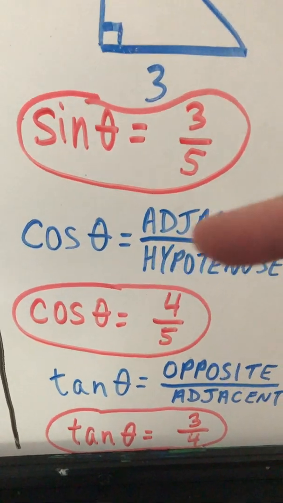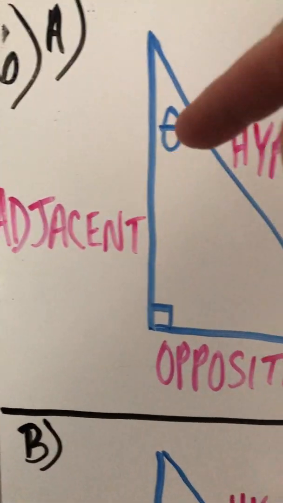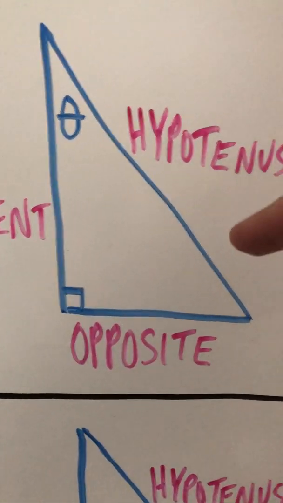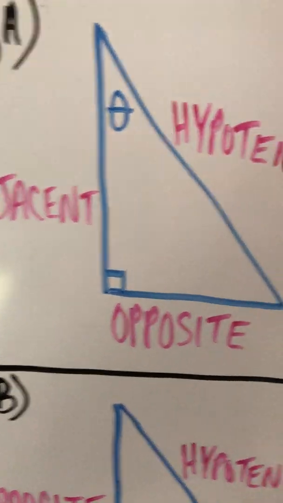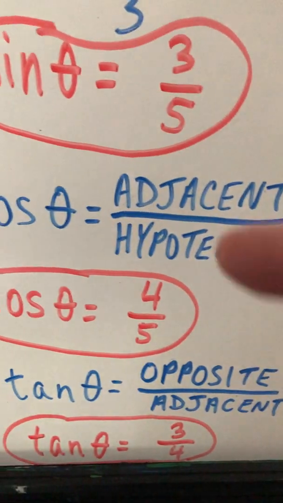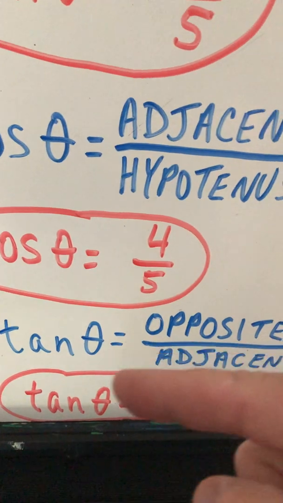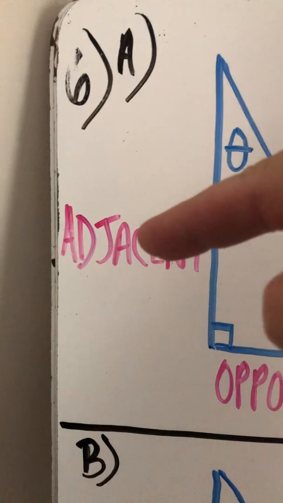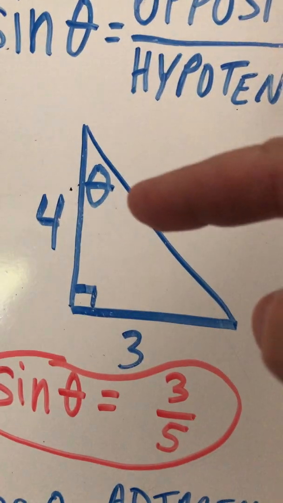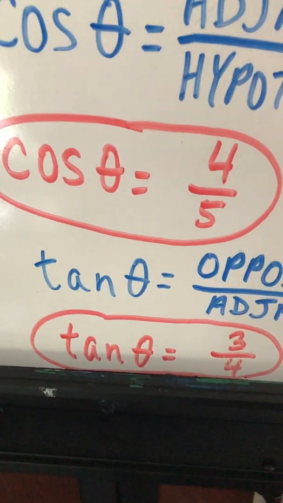Cosine of theta is adjacent over hypotenuse. Once again, this is adjacent, this is hypotenuse. So what's adjacent over hypotenuse in this case? Adjacent is 4, hypotenuse is 5. Your answer is 4 over 5. Done. Tan theta is opposite over adjacent. Once again, this is opposite, this is adjacent, so it's going to be opposite over adjacent, or 3 over 4 would be tan theta.